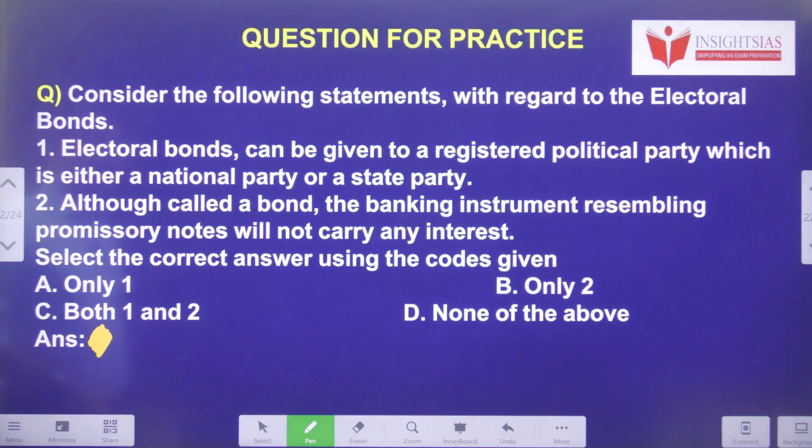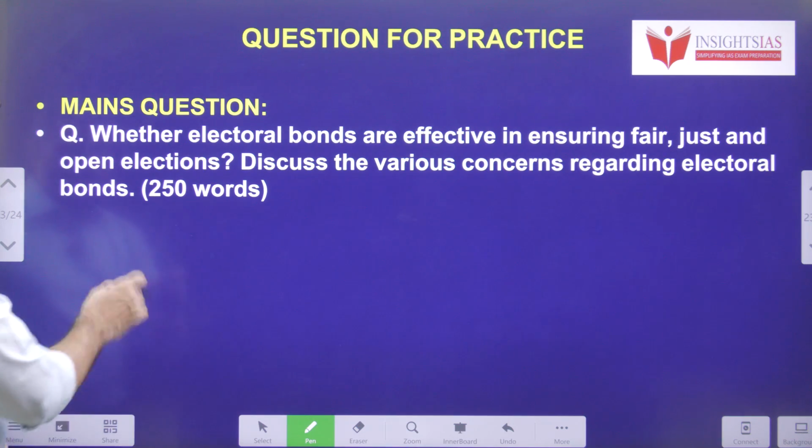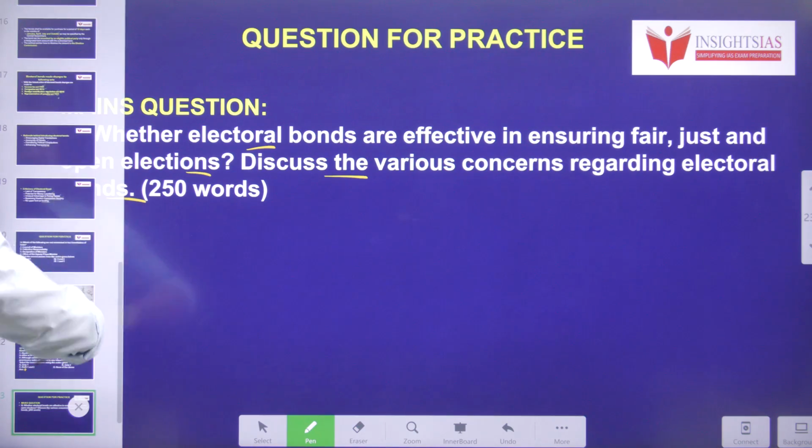Consider the following statements with regard to the electoral bonds. Electoral bonds can be given to a registered political party which is either a national party or a state party. Although called a bond, the banking instrument resembling promissory notes will not carry any interest. It won't carry any interest, it is saying. So pick the right one. Mains question: whether electoral bonds are effective in ensuring free, fair and open elections. Discuss the various concerns regarding the electoral bonds. What are the various concerns regarding the electoral bonds? This is a mains question.